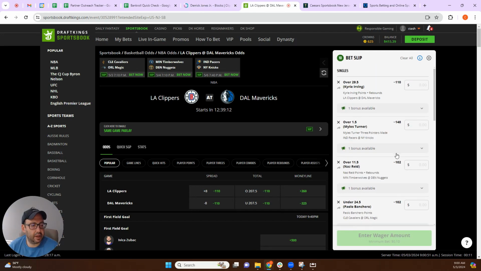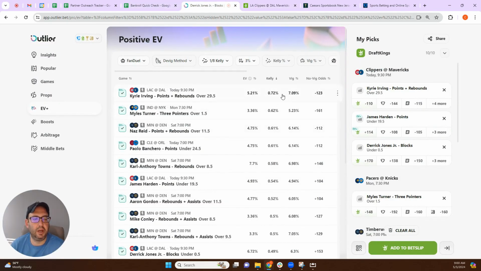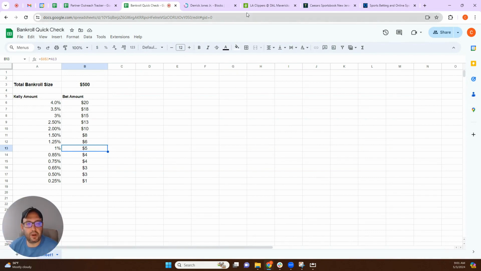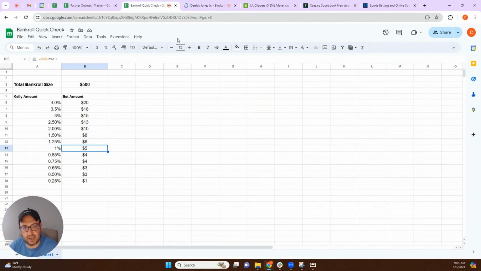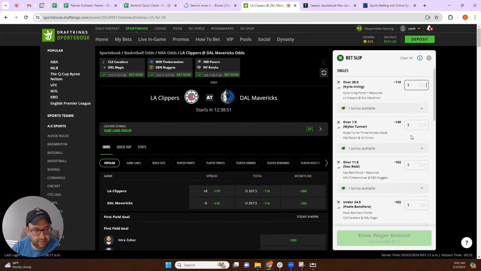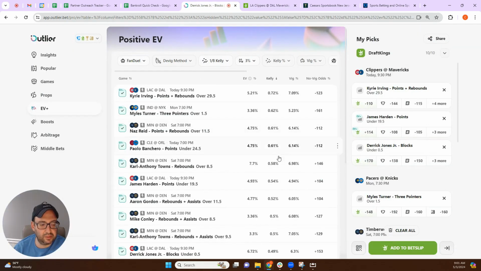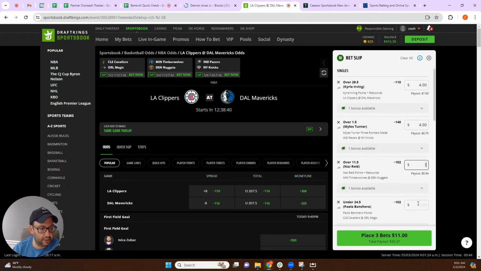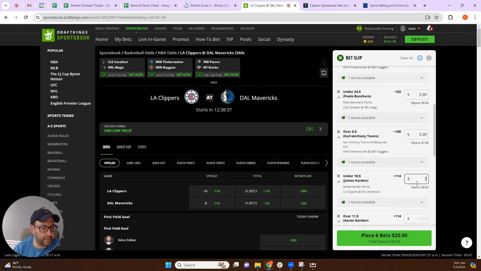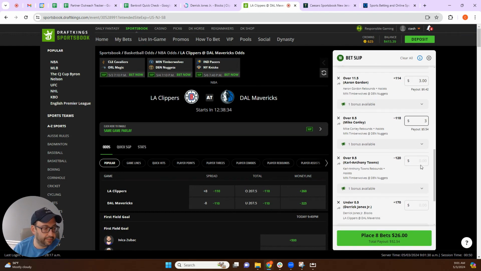All right, so we got Kyrie over 20.5, Miles Turner, Nas Reed. Let's make sure it's just going down. It is going down the order. So that 0.72, it's about $4, and that gets us down to the 0.7 range. So let's do 4. Miles Turner's 4. Then Nas Reed is like 3. Basically, we're going to do 3 all the way down for all the 0.5. So 3, 3, 3, 3, 3, 3.